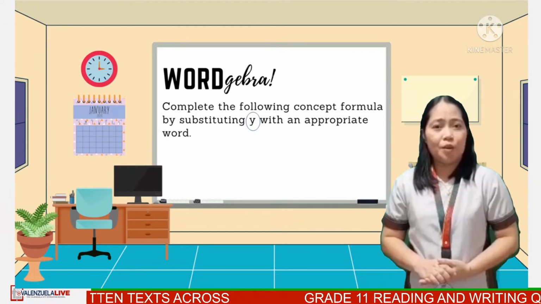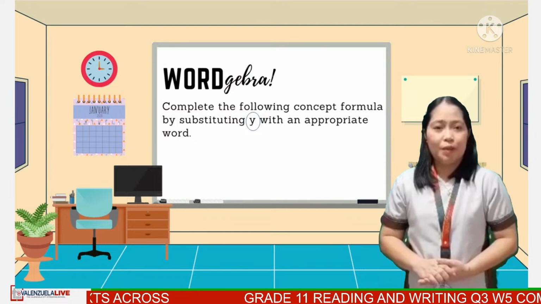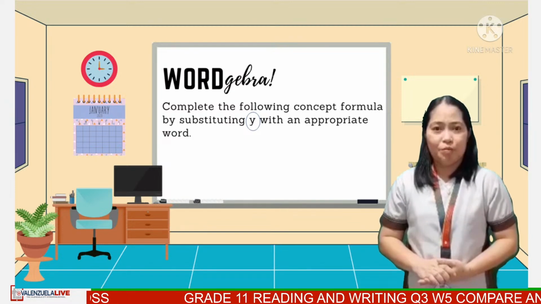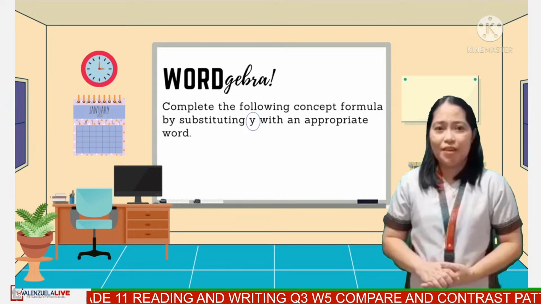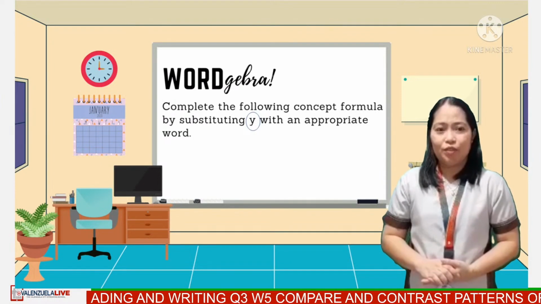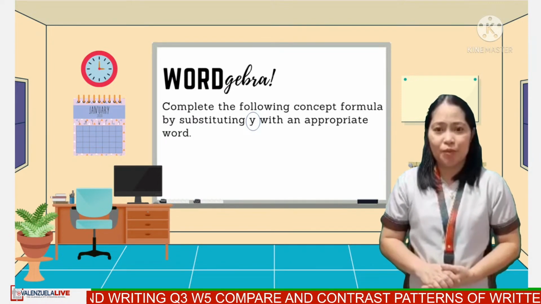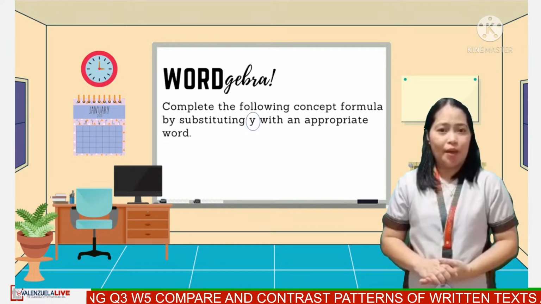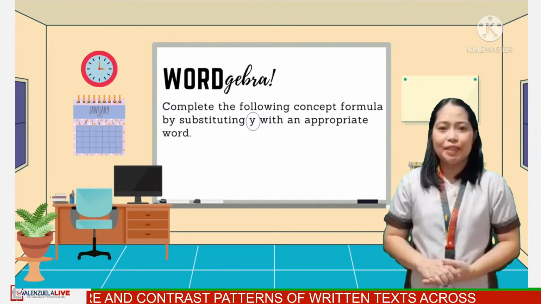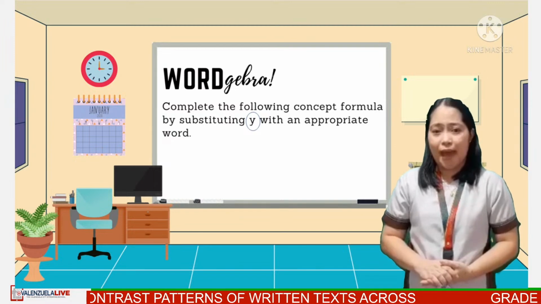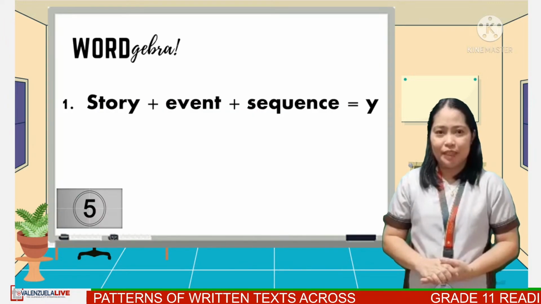For a more fun learning experience, let us play a game called Wordgebra. Sounds challenging, right? But this is a very easy task. All you have to do is to complete the concept formula by substituting y with an appropriate word. Analyze the given words and identify what pattern of paragraph development is being described.